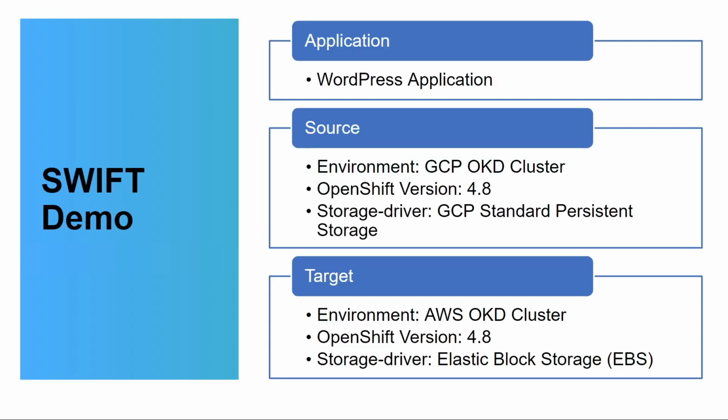In this demo, we will see how to migrate containerized application WordPress from GCP OKD cluster to AWS OKD cluster and set up DR using RackWare SWIFT. Let's first look at the source and the destination environments and the application that we will be migrating.